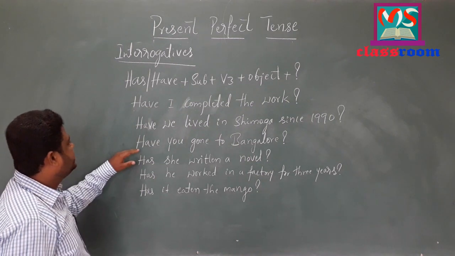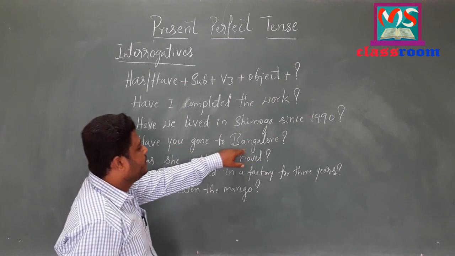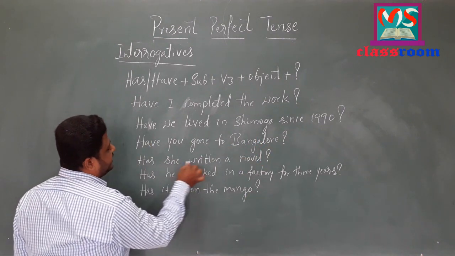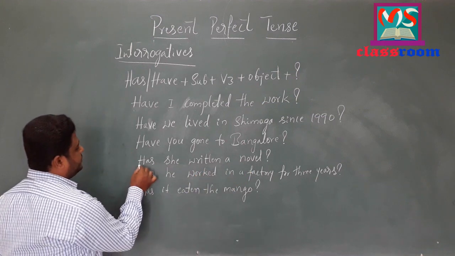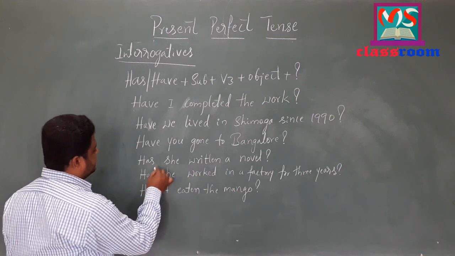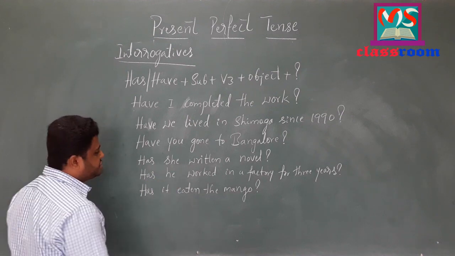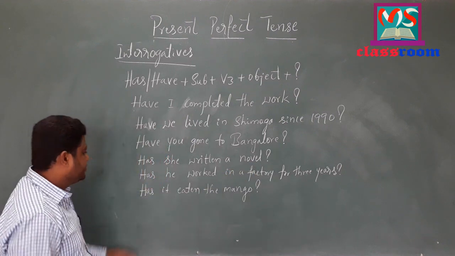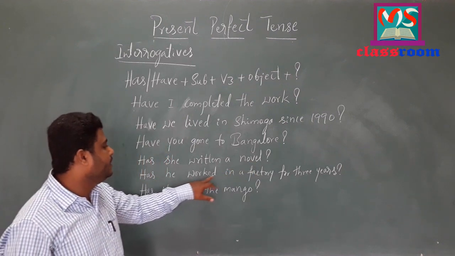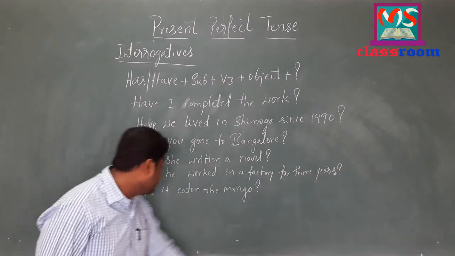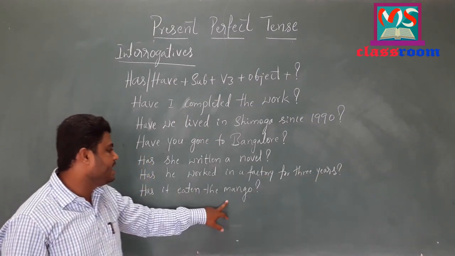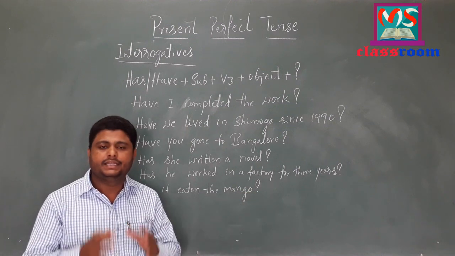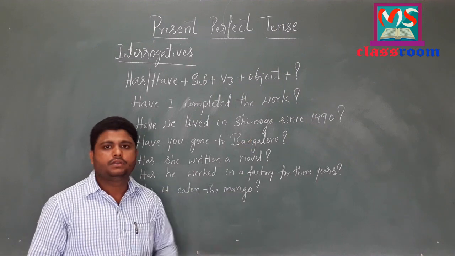Look at the next sentence. Have you gone to Bangalore? Question mark. Similarly, look at the third person singular. Has she written a novel? Here also I have used the helping verb has before the subject, that is third person singular she, written is the past participle form of the verb, a novel is the object. Similarly, has he worked in a factory for 3 years? Question mark. Has it eaten the mango? Question mark. So these are all the things that you have to follow in order to make a sentence interrogative. So don't forget to put question marks.